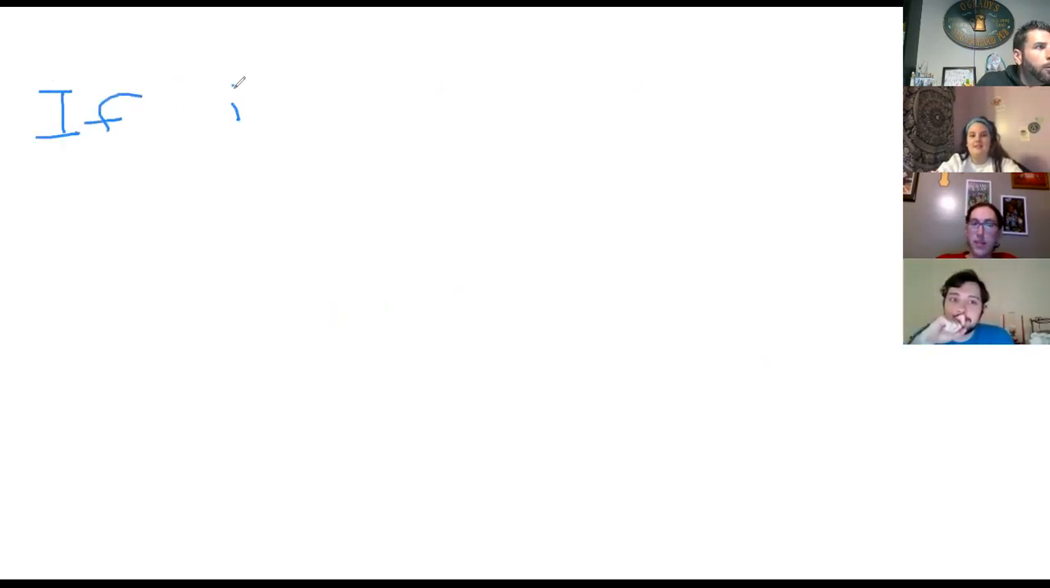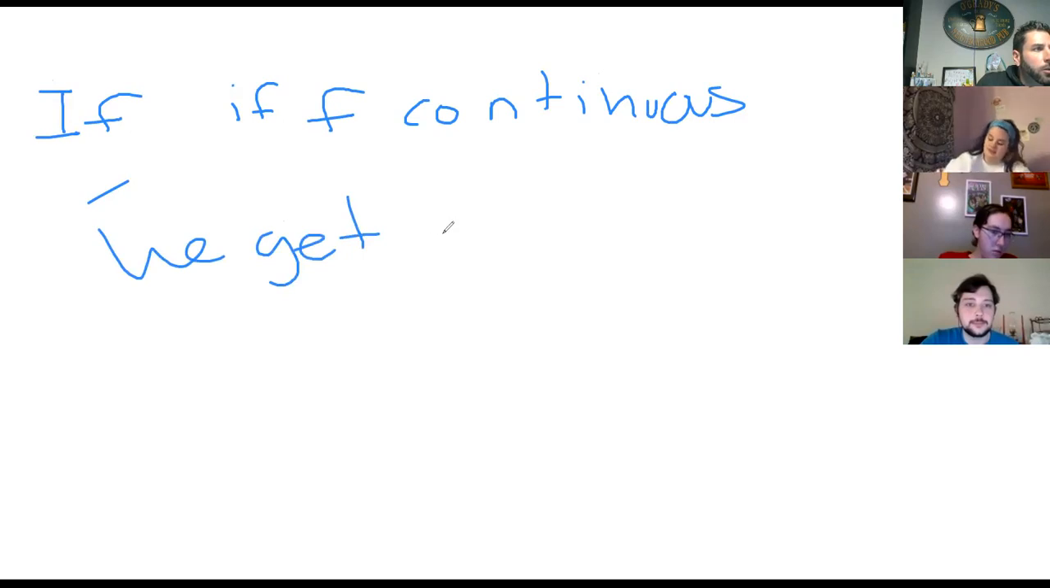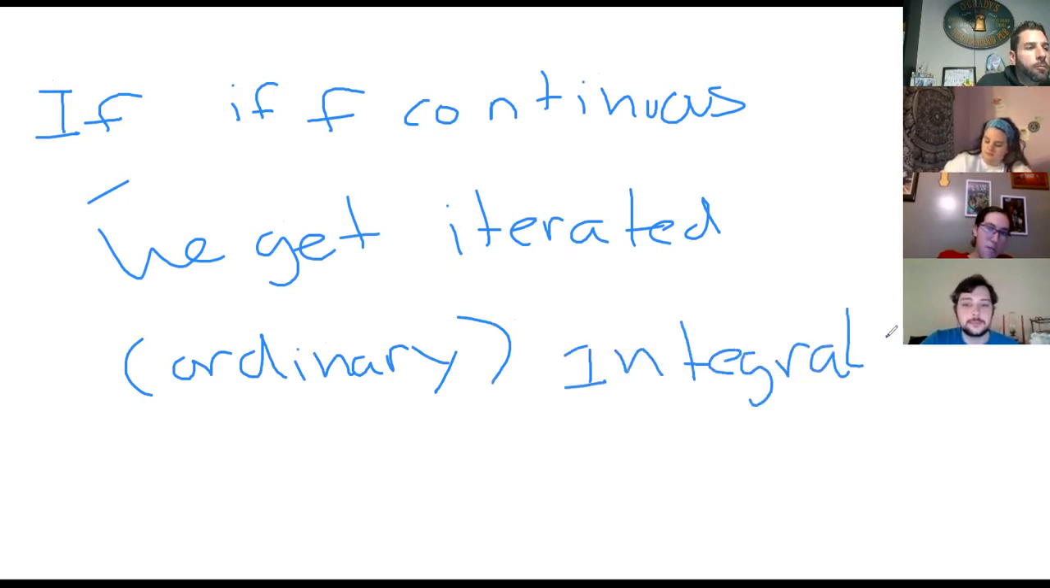There we go. So if f is continuous, what we do is we get iterated integrals. That's what we called it. And these you could think about as ordinary integrals. And what were those, just to remind you?